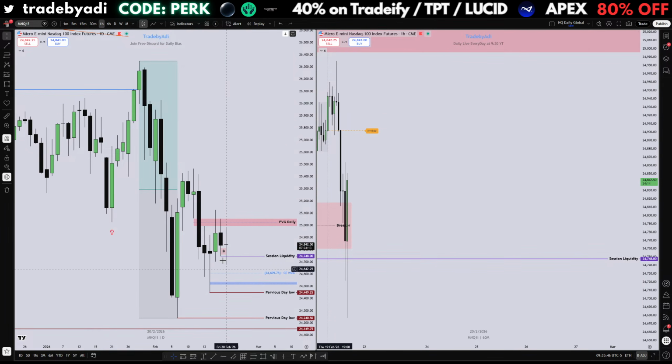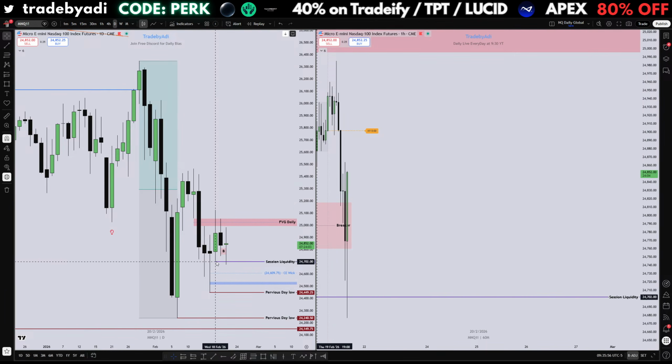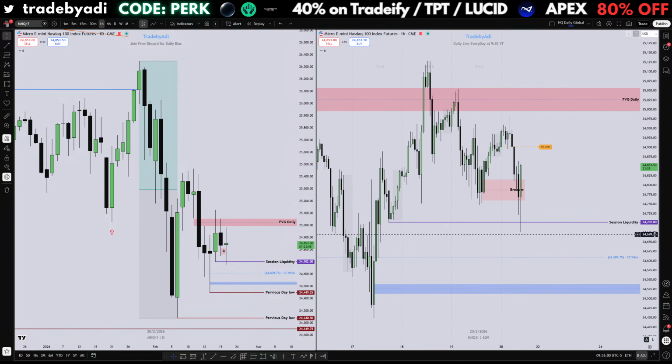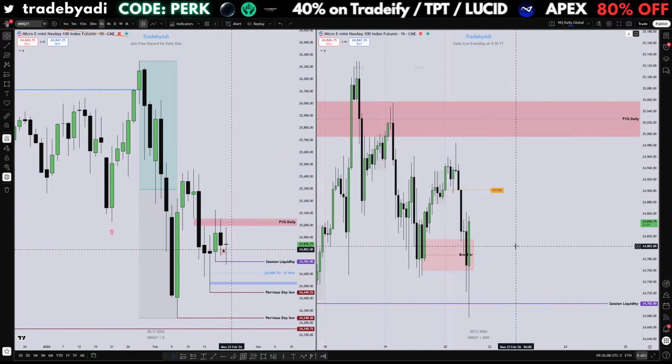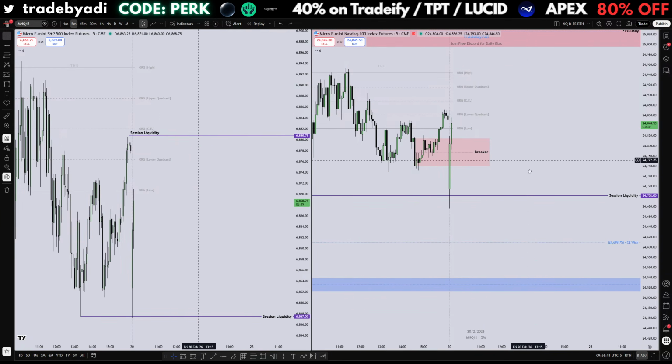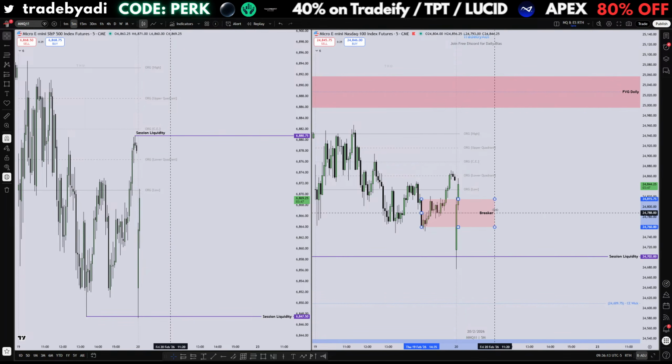Okay, so we were inside day bar also. We have taken out this sell side. Okay, this one, and price can revisit this high also, the midnight opening price also, if price is so aggressive, because it did not respect this gap, this breaker.